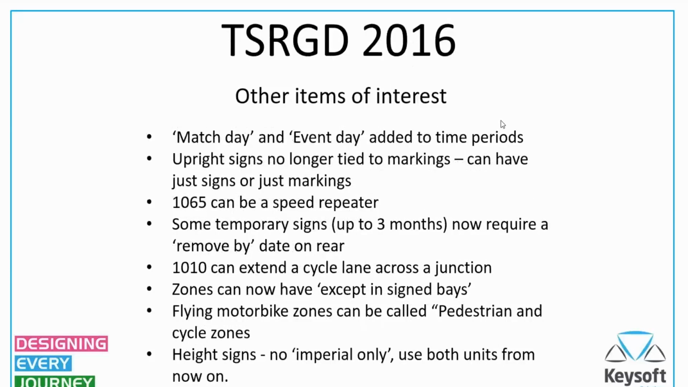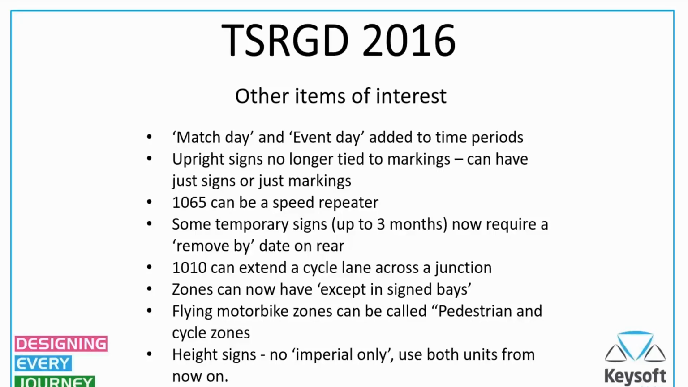I just have a quick little point before we go on to the few more questions. Lots and lots of little things have been changed as well, such as match day and event day are now officially time periods. The road marking for speed limit roundels at 1065 can actually be classed as a repeater sign. Temporary signs needing a remove-by date on the back is now written into the TSRGD. A 1010 can now extend a cycle lane across a junction, so if you wanted to do some dash lines across the junction, 1010 is now allowed for that. And a few other little things that you can read off yourself on that PowerPoint slide.